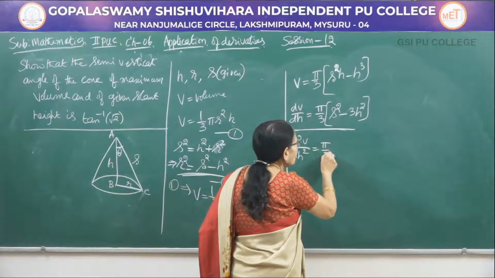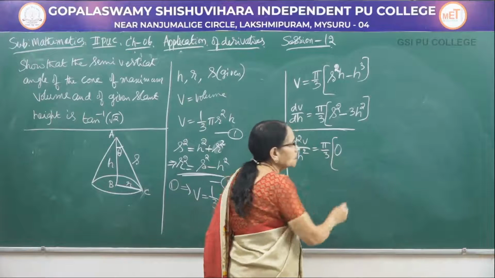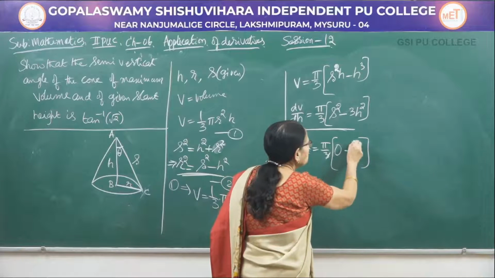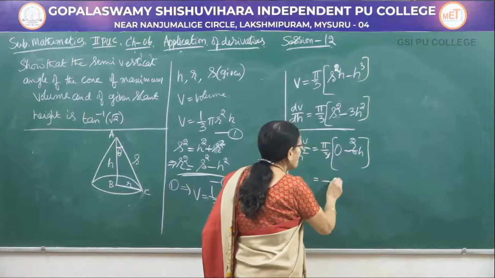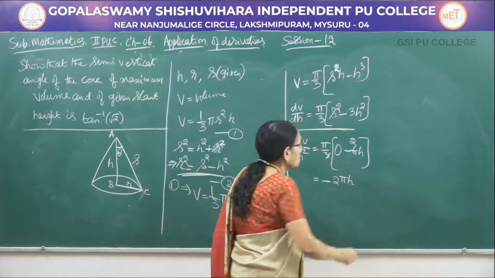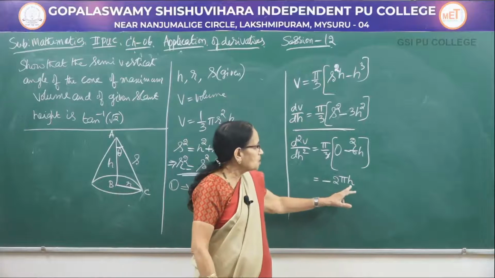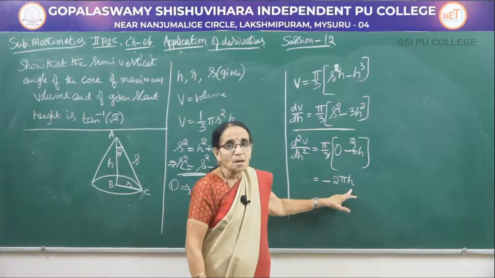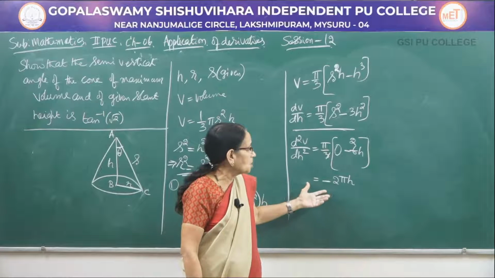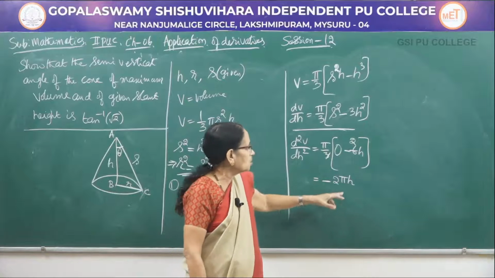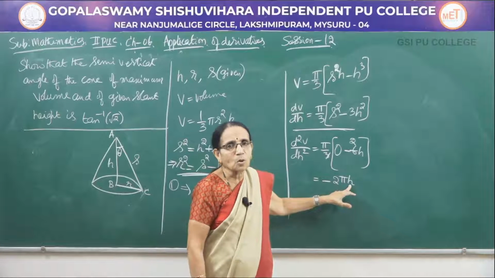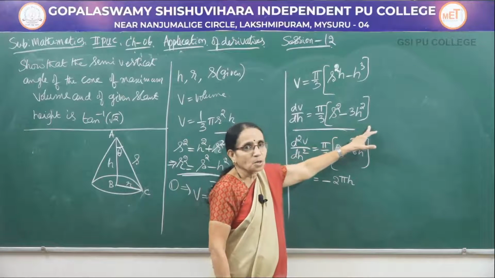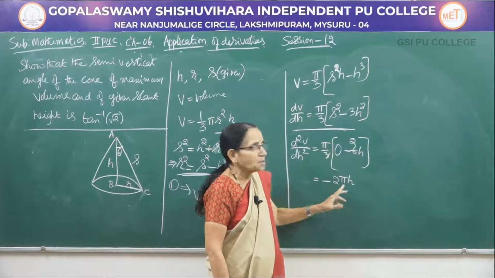It is pi by 3 into S square, being a constant, is 0, minus 6H, or 3 ones are 3, 3 twos are 6, if you cancel, minus 2 pi H. Look at this quantity. We do not know the value of H. One thing is you can equate it to 0, substitute the value of H here, then you will know it becomes a negative quantity. But even otherwise you can argue H is the height of the cone, being always a positive quantity. Strictly speaking, we have to equate it to 0, get the value of H, substitute here, then find out.